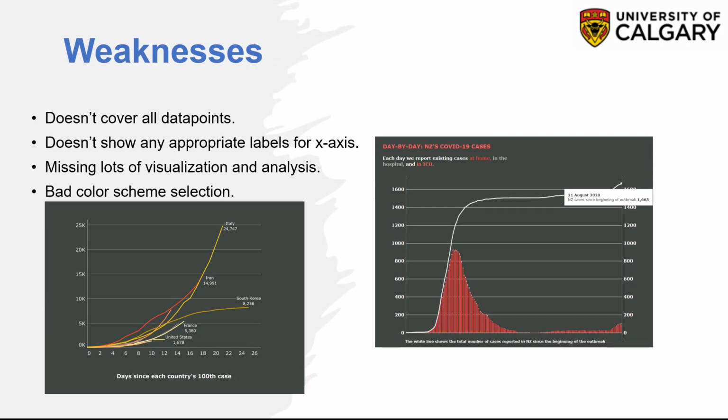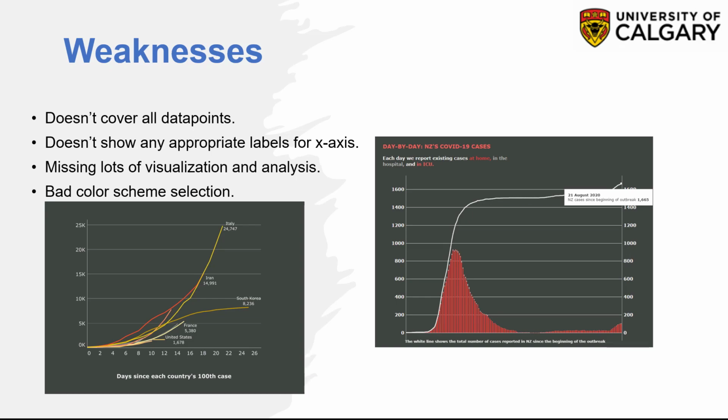Weaknesses. So this data story covers events till the end of September, but the line chart only shows the data points from 28 February to 21st August 2020. So actually it's missing one month of data on the line chart. It doesn't show any appropriate labels for the x-axis. For example, this doesn't tell you from which date to which date the data is collected.